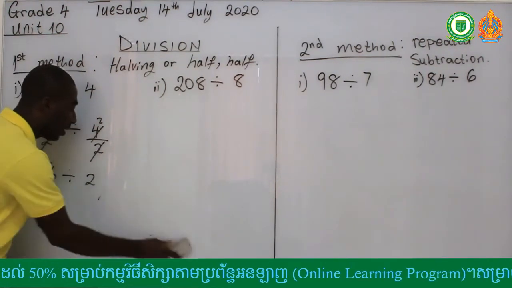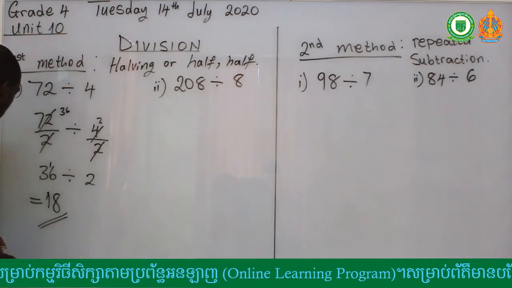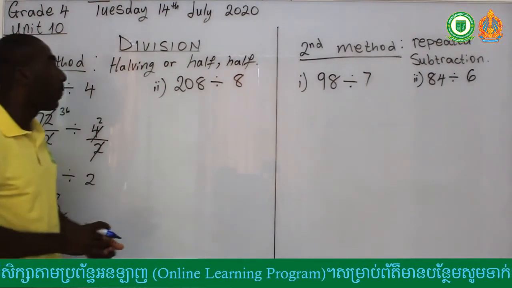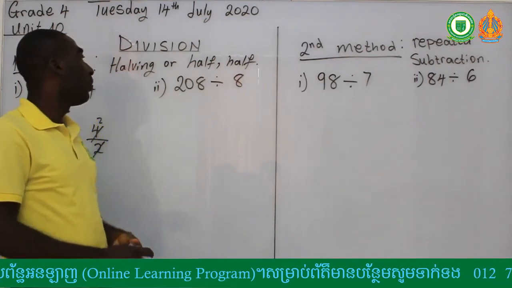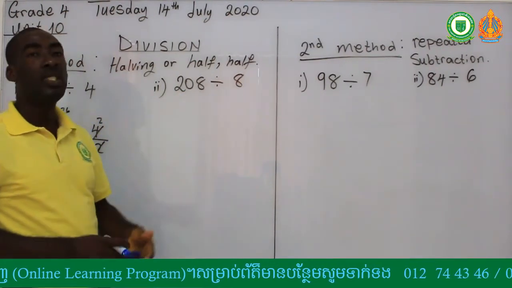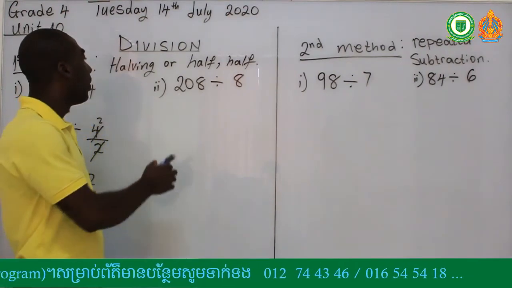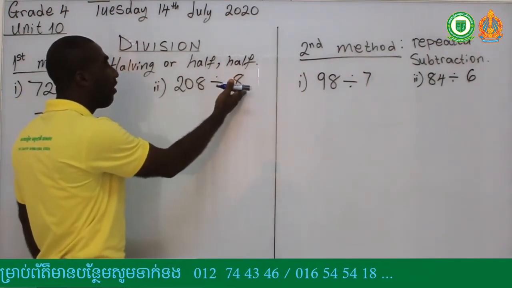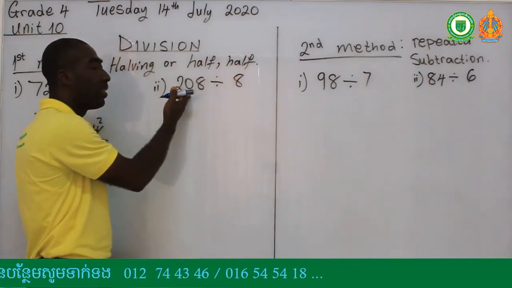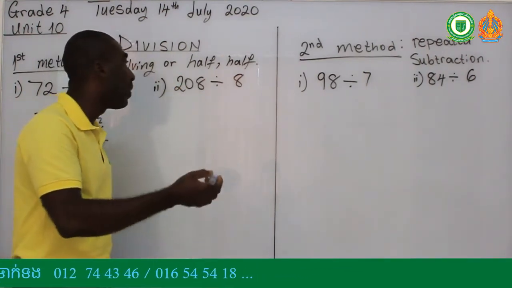So we have to clean this, and then we leave it like this. Okay. The next one, we have 208 divided by 8. So what we have to do is find half of this one and then half of this one. That means we're going to divide by 2.